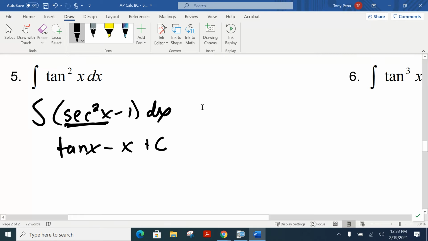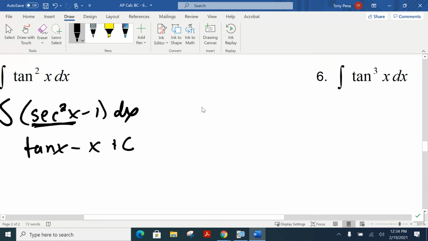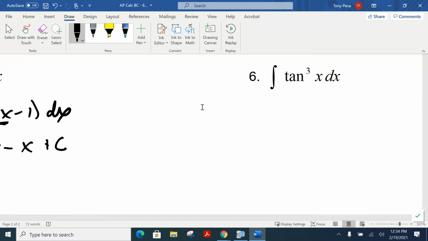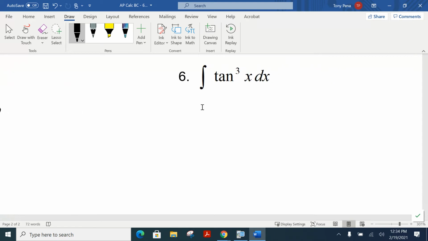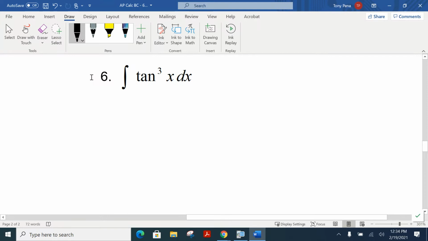Number 6, however, is not one of those. I would consider number 6 a harder type of question. So try to get 6 started. See if we can at least pick an identity, go with it, and see if we can create something that might work. This one I would consider a harder one.